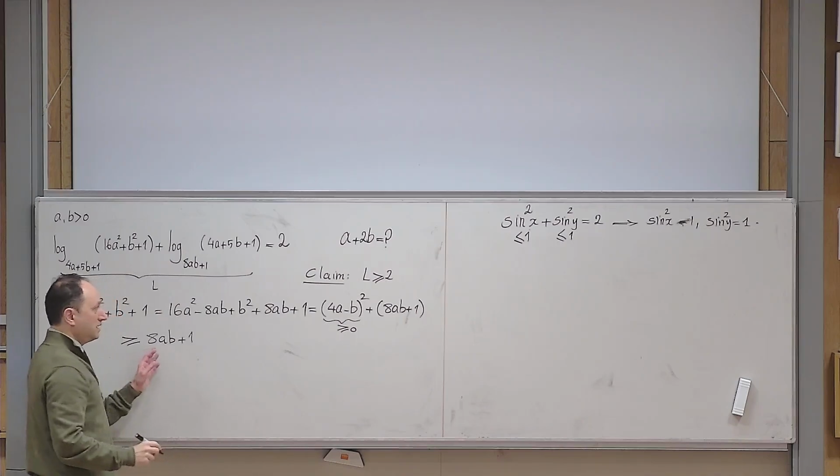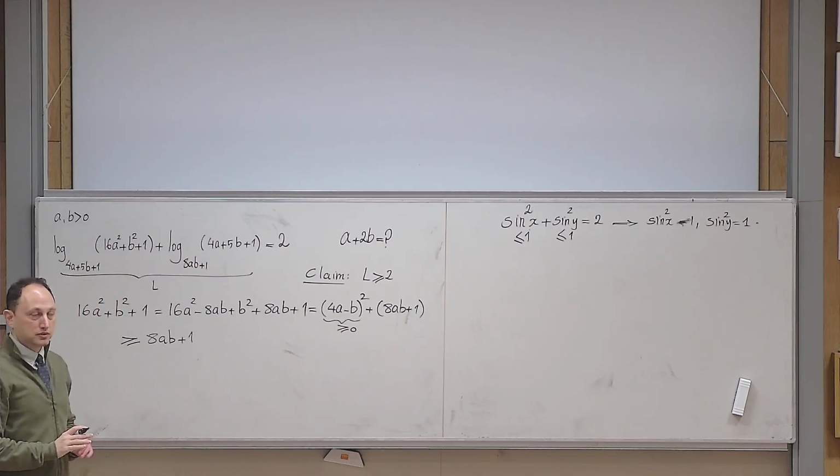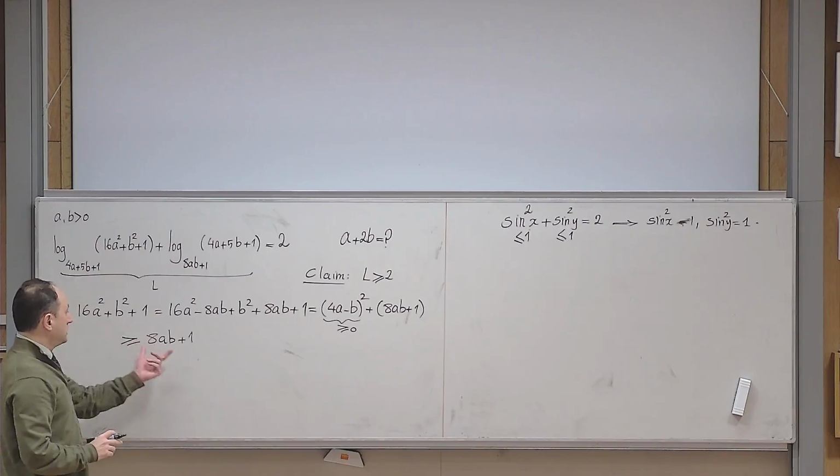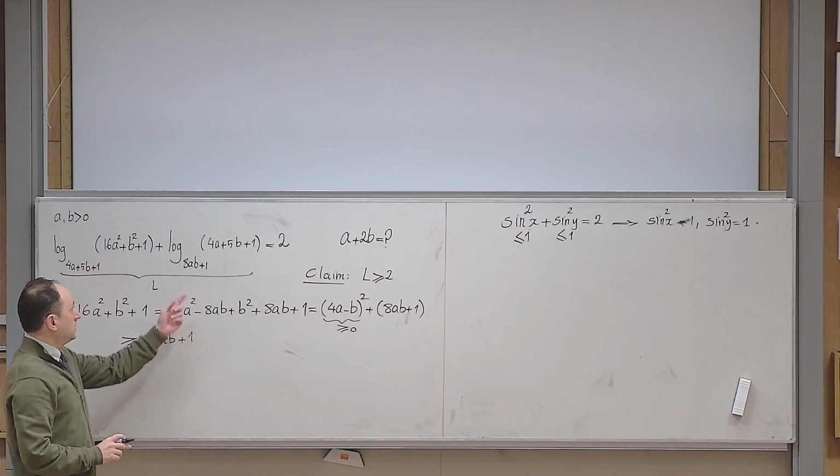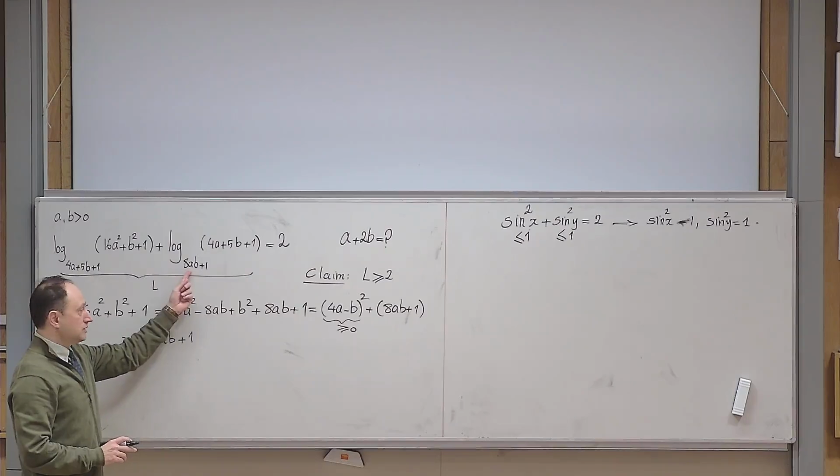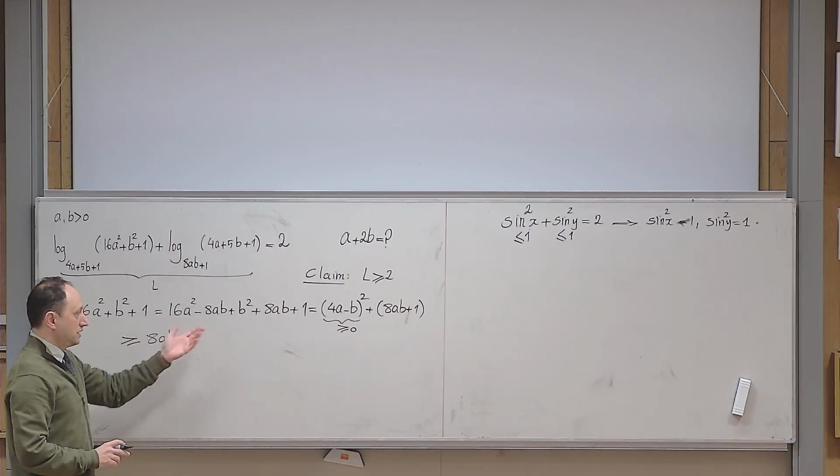This is already an indication that maybe we are on the right track, because 8ab plus 1, which is the base of the second logarithm, somehow appears in this analysis. Okay.